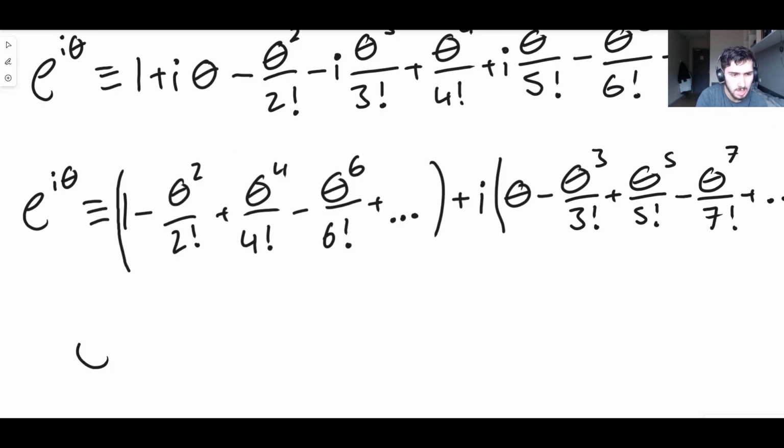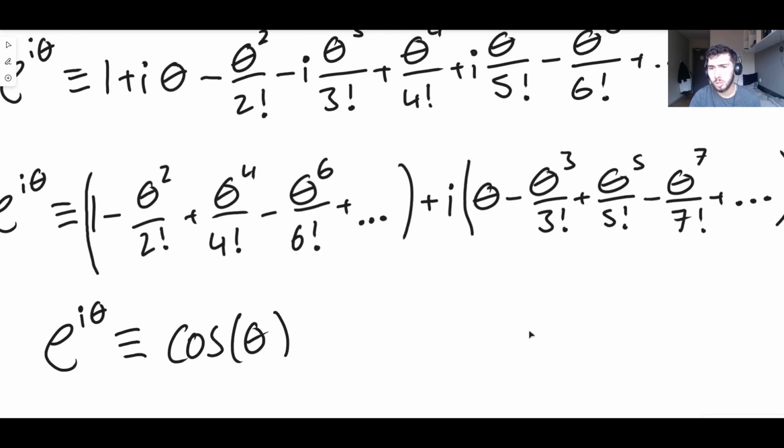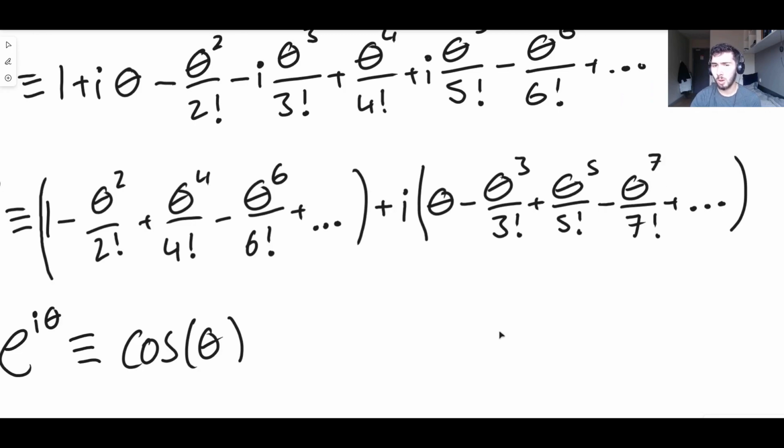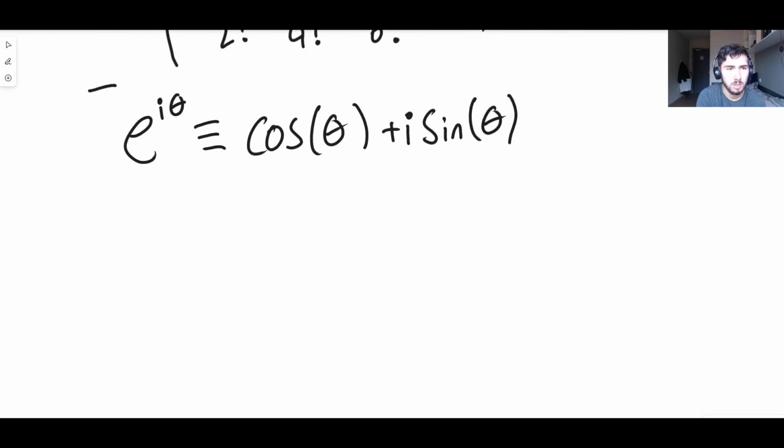So we can say that e to the i theta is identical to, well, this first bracket, which is just cos theta. And this second bracket is just sine, and it's being multiplied by i, because it's i outside. So this is plus i sine theta. And this is Euler's formula: e to the i theta equals cos theta plus i sine theta.